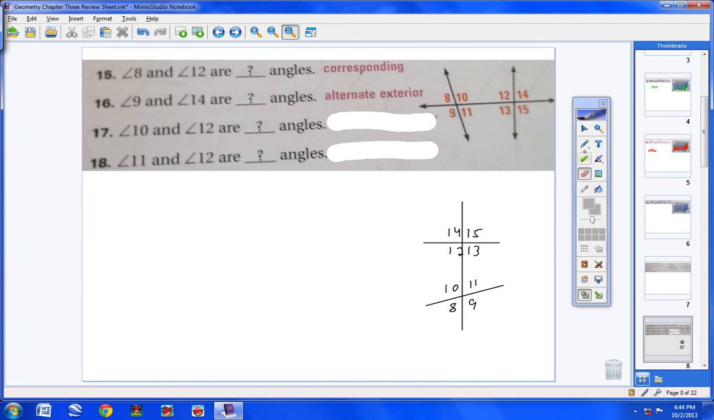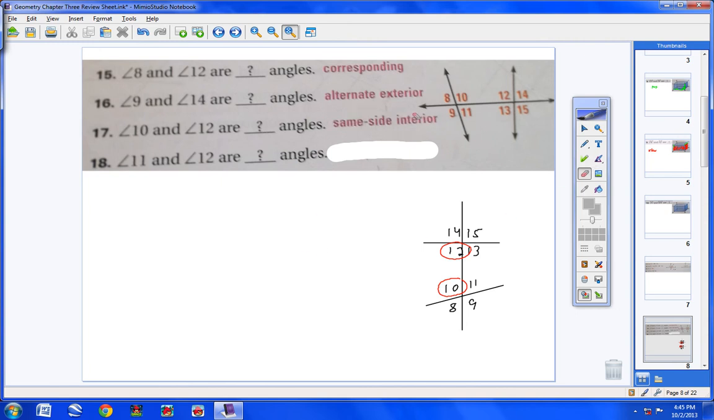And angles 10 and 12. Here's 10. Here's 12. Now, they're both on the interior. That means they're on the inside of the parallel lines. Or not parallel lines. Sorry, I've got to quit saying parallel lines. They're both on the inside of the two lines that are being intersected by the transversal. So they're interior. And they're both on the same side of the transversal. So we call these two angles one of two things: consecutive interior angles or same side interior angles. Okay? Either way is fine.